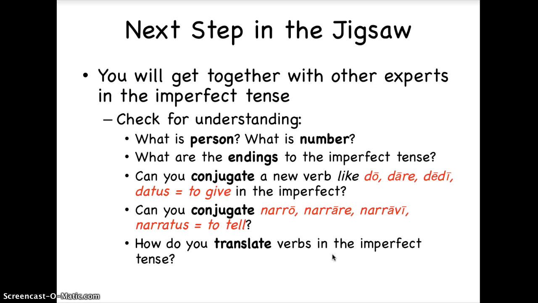Okay, you guys are experts in the imperfect tense at this point. You know that you cut off that re from the infinitive or second principal part and add bam, bas, bat, bamus, batis, bant. But just to double check that you're feeling good, you're going to get together with the other experts in the imperfect tense, and you are going to check for your understanding. Do you know what person and number are? What are those bam, bas, bat endings? And how might we conjugate and translate?